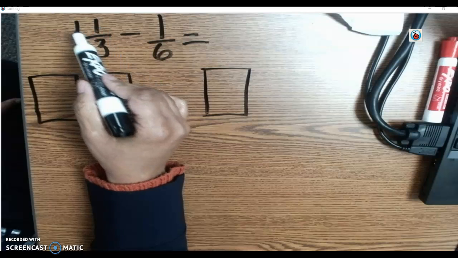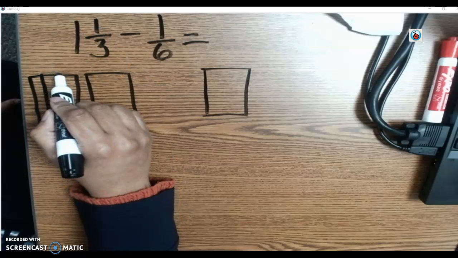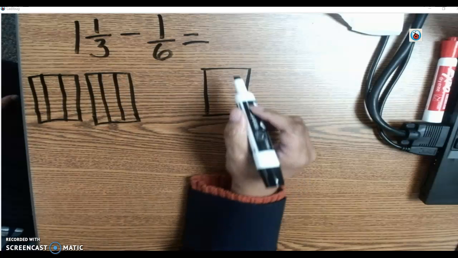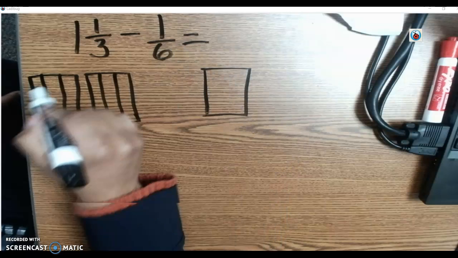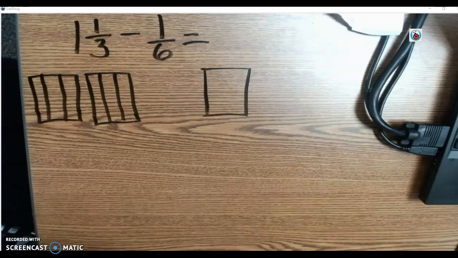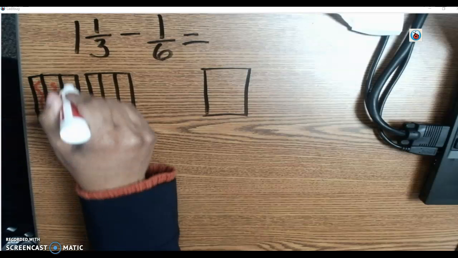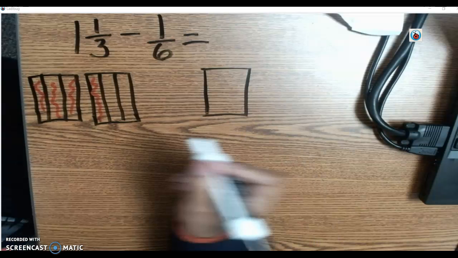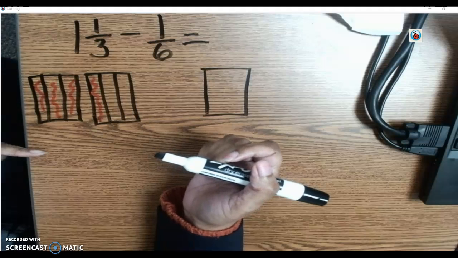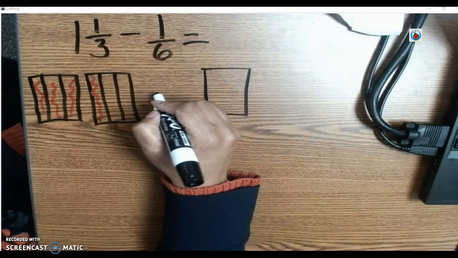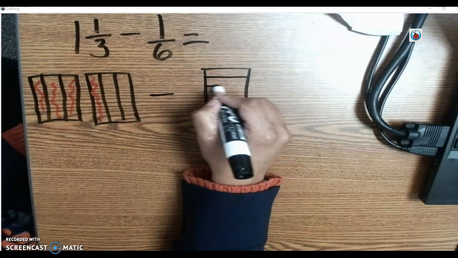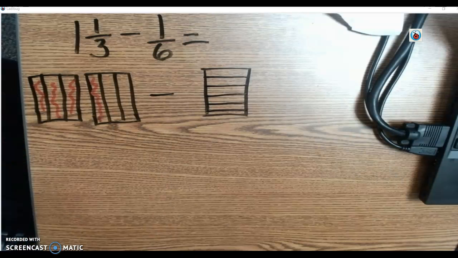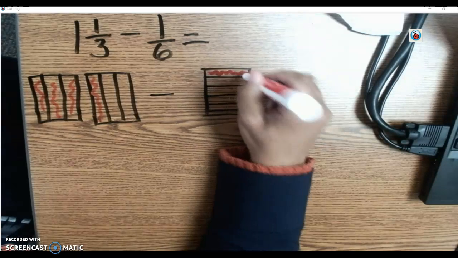So we have 1/3, so we're going to create even our whole in thirds. And then our 1/6. So we're going to shade in our 1 whole and then our 1/3. And then we're going to go left to right, because our first number, we go top to bottom. Now we're going to go left to right. 1, 2, 3, 4, 5. And we're going to shade in 1.